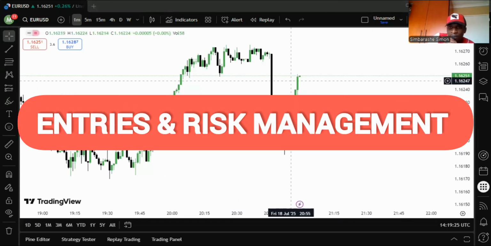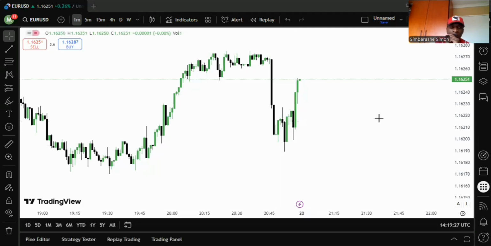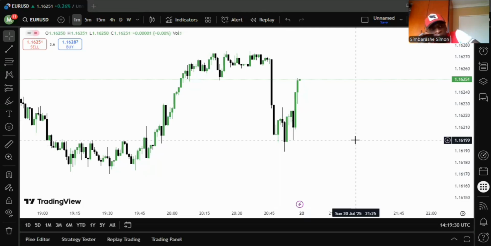Entries and risk management. So here, guys, on entries and risk management. For me, guys, I use 1 minute to take my trades. Whereby I came from what?